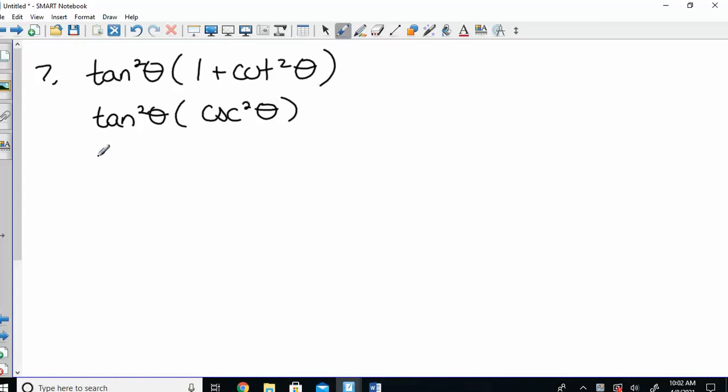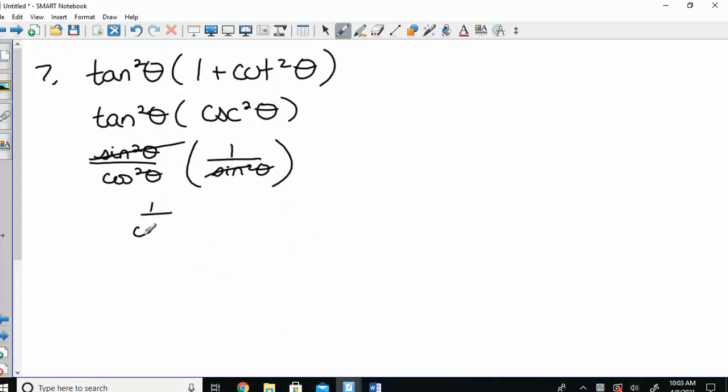Then I would go to sines and cosines. Tangent is sine squared over cosine squared. Cosecant is 1 over sine squared. When you multiply those, what happens? So we're left with 1 over cosine squared theta, which is secant squared theta. Make sure you're showing all of your work. Your work is your answer on all of these problems.